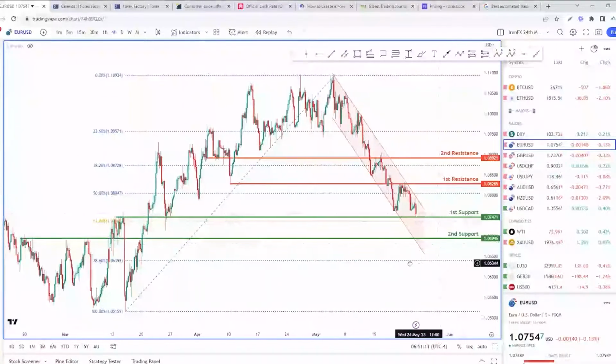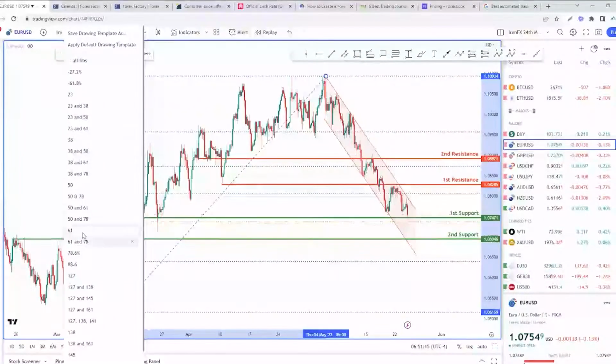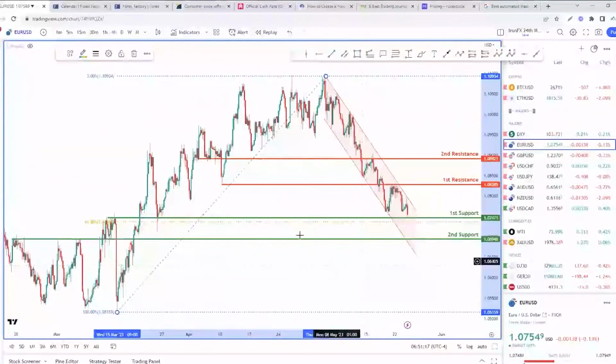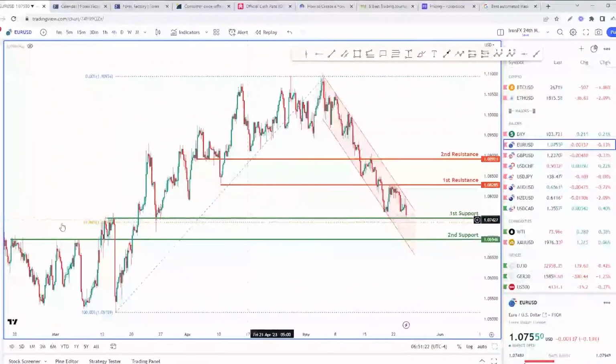Okay, so now that we've talked about that, I'll just get rid of all the other fibs and just keep 61.8. Now this is a very key support level here, because the 61.8% is the golden ratio of the Fibonacci. So generally this level can offer significant support.